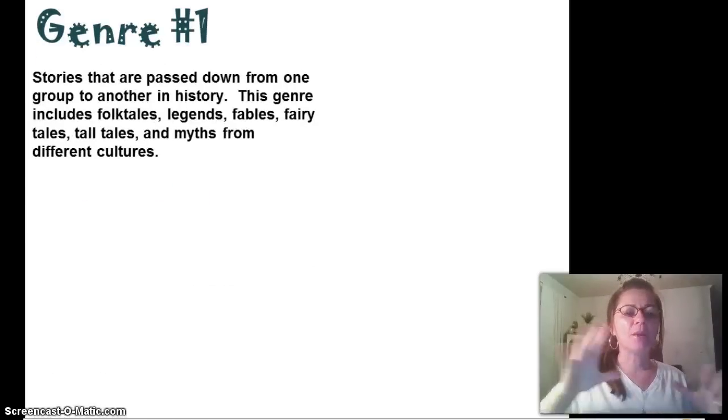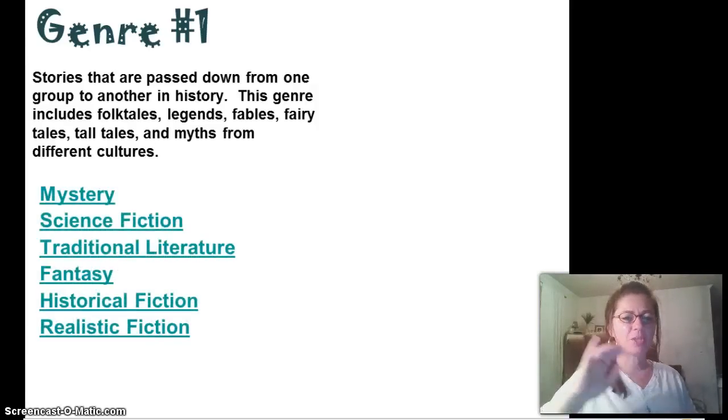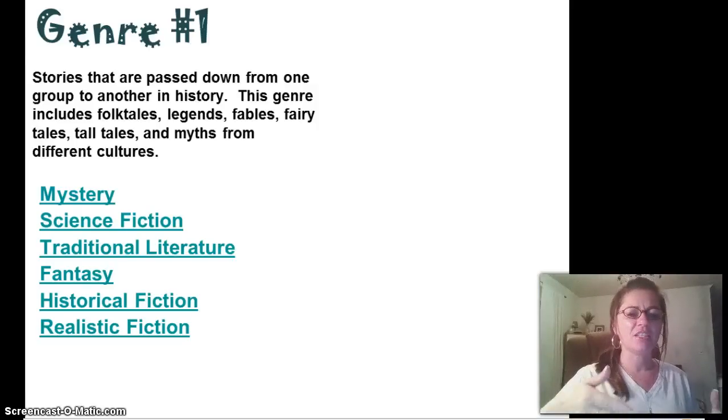So let's go ahead and see if we can identify these subgenres that I have up on the board here. Subgenre number 1, stories that are passed down from one group to another in history. This genre or subgenre includes folk tales, legends, fables, fairy tales, tall tales, and myths from different cultures. Do y'all know what it is? Let's take a look at our options: mystery, science fiction, traditional literature, fantasy, historical fiction, realistic fiction. Which one is it, guys and gals?